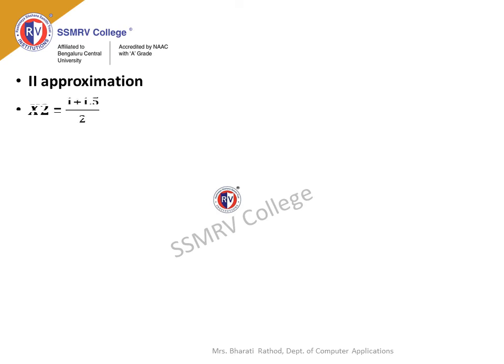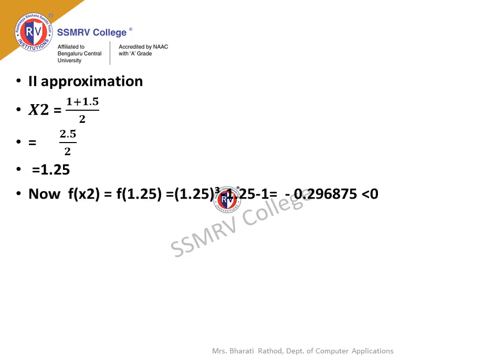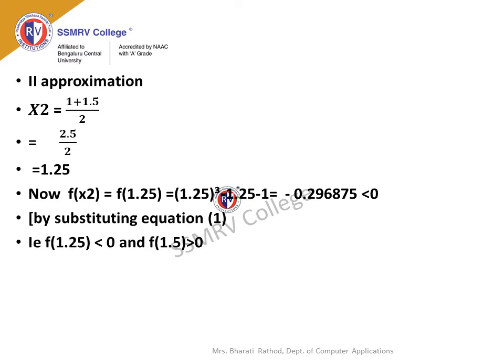Second approximation. The second approximation to the root is x2 = (1.5 + 1)/2 = 1.25. Now find f(x2) by substituting the x2 value in equation number 1. We get f(1.25) = −0.296875, which is less than 0, hence it is negative. Consider the positive value from the previous approximation step, that is 1.5. So the root lies between 1.25 and 1.5.